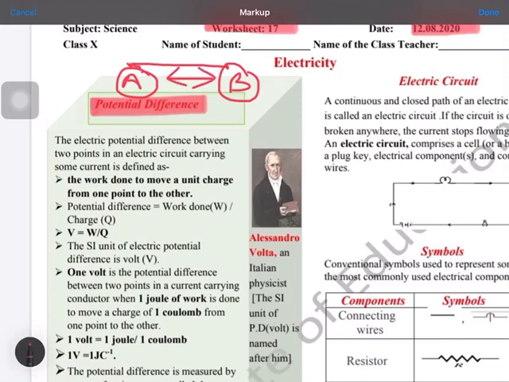So in this, the work done to move a unit charge from one point to another, that is, the work done to move a unit charge from A to B, will be the potential difference. So the formula of potential difference: we denote potential difference by V, and what we are saying is the work done to move a unit charge from one point to another. So V is equal to W upon Q. So this is the formula for the potential difference.